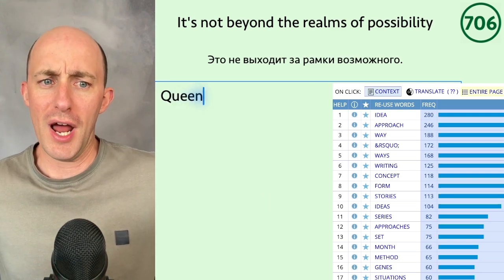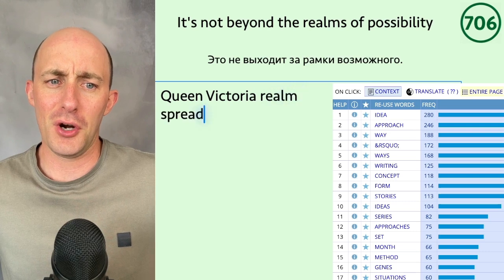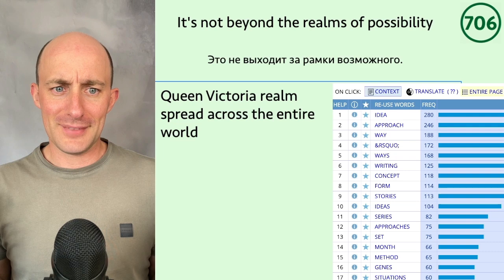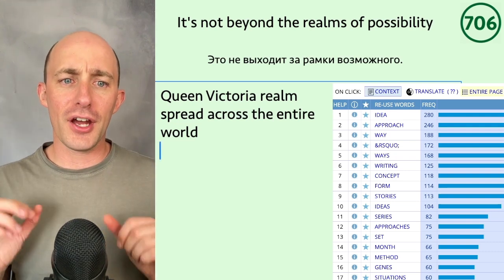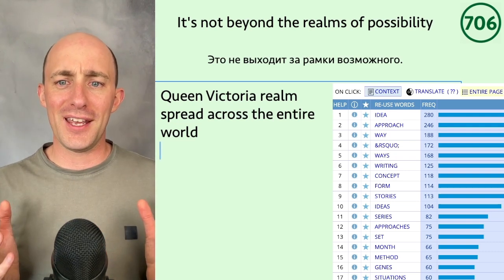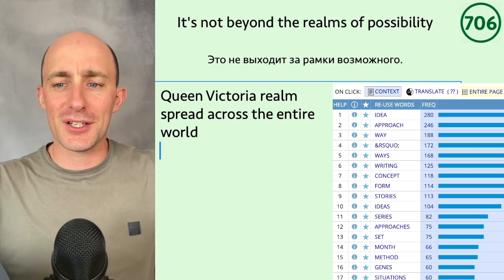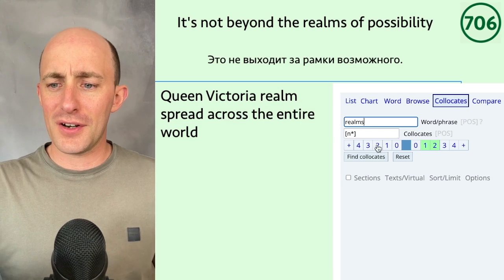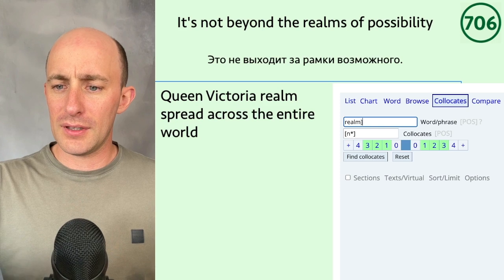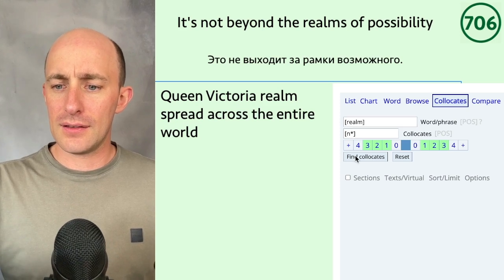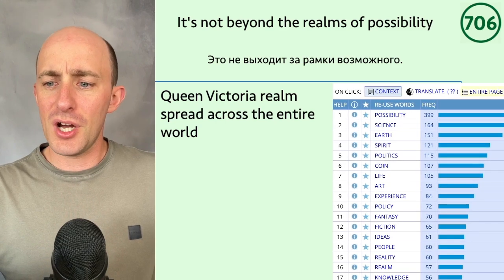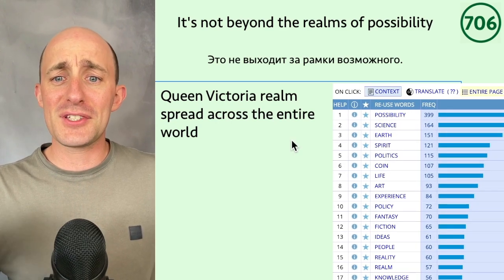Queen Victoria's realm spread across the entire world. So, realm, in a physical sense, is the area governed by a king or a queen. But we also have this fixed expression, realms of possibility. I don't think we have any other words that are used very often near realms, but I'll have a look. If I do realm like that, we'll see what comes up. As you can see, possibilities, the top one.